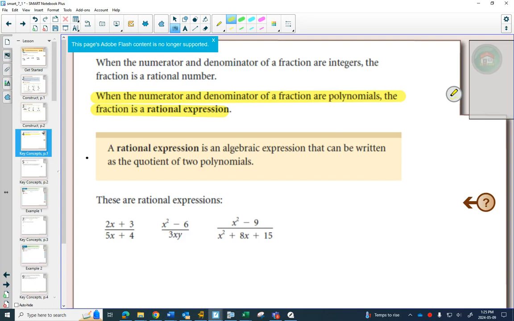When your numerator and denominator of a fraction are both polynomials, we have a rational expression. Polynomials, if you remember from grade 9, are any things with variables, powers, adding and subtracting.